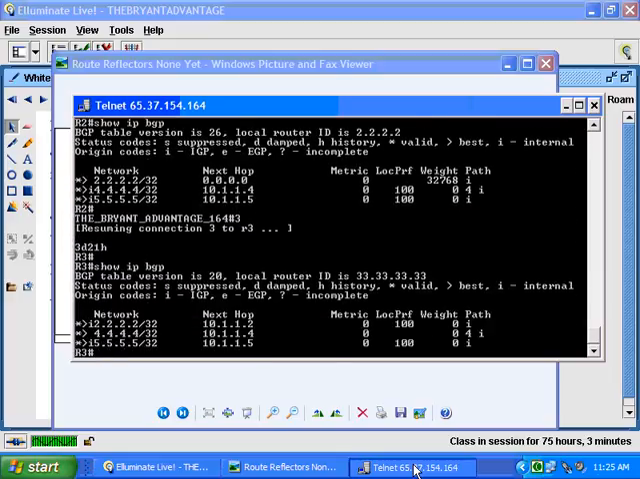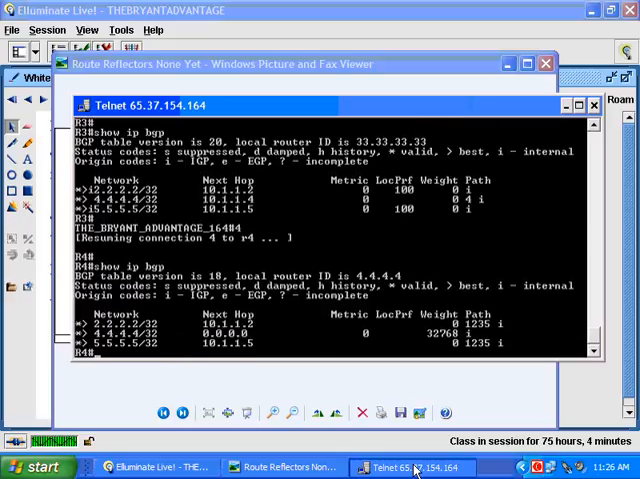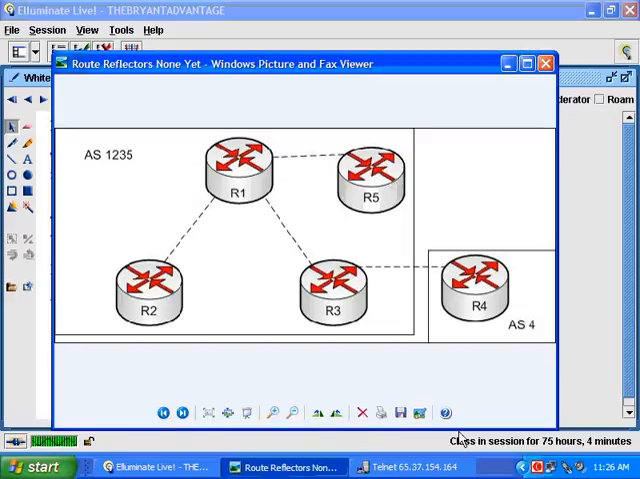Router 3 sees all 3 of the networks, and they are valid and best. And finally, let's go out to router 4 and see what we see out there. Yep, they're all valid and best. So all 3 networks are now seen by all 5 routers.